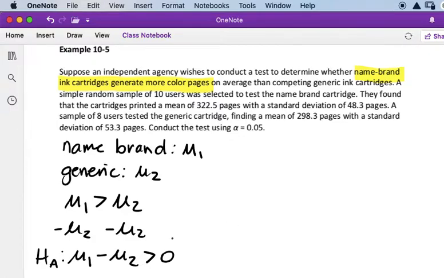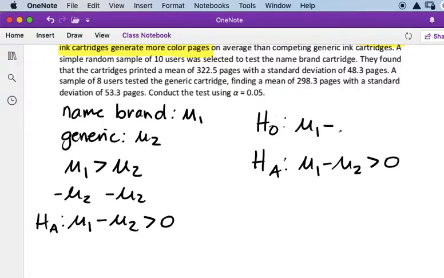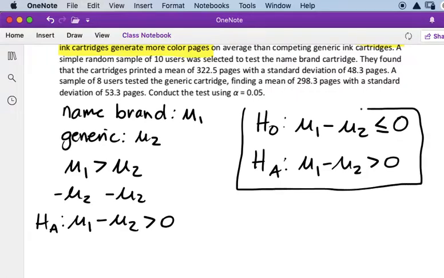And then remember, my null hypothesis is always the opposite of that. So I'm going to write this over here. The null hypothesis is always on top, but I always write the alternative hypothesis first. So mu1 minus mu2 is greater than 0 for my alternative, that means my null hypothesis is that mu1 minus mu2 is less than or equal to 0. It's always the opposite of the alternative. So those are my hypotheses.